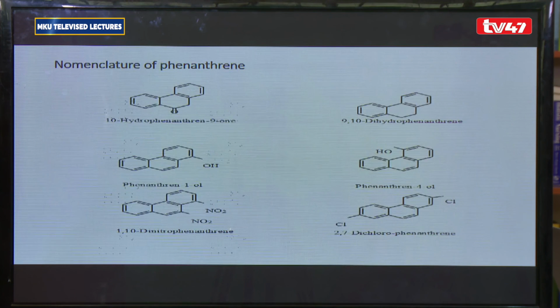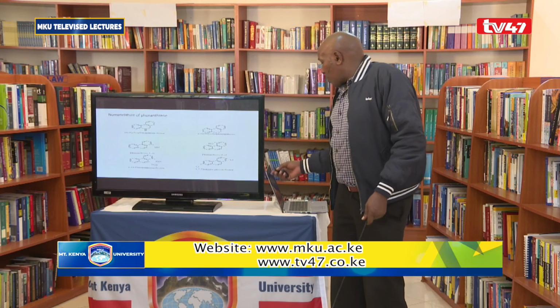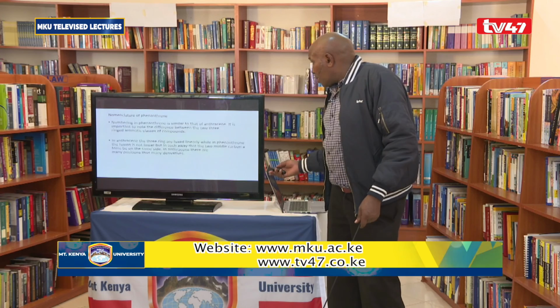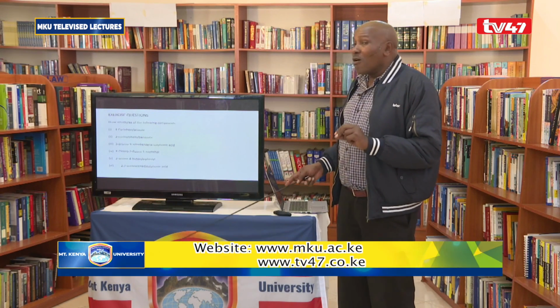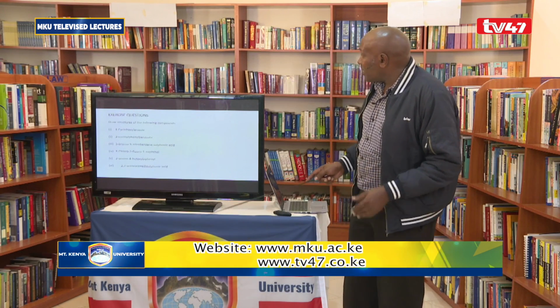So having looked at anthracene, then it is easy also to derive the nomenclature of phenanthrene. So that generally brings us to the end of looking at the nomenclature of benzene and benzoid compounds, that is benzene, naphthalene, anthracene, and phenanthrene.